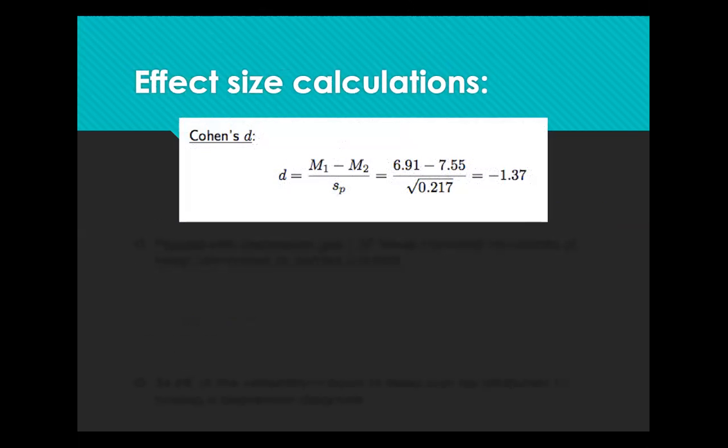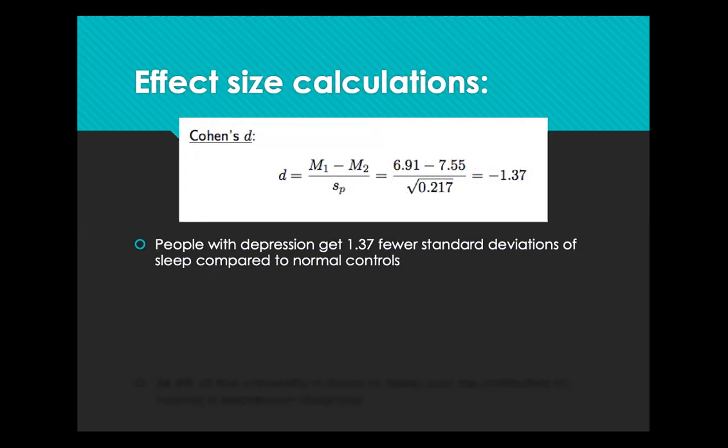Cohen's d, just plug the numbers into the formula, the difference of the two means divided by the standard deviation, which you're going to use pooled variance again here. You get negative 1.37. And you could interpret that by saying people with depression get 1.37 fewer standard deviations of sleep compared to normal controls.